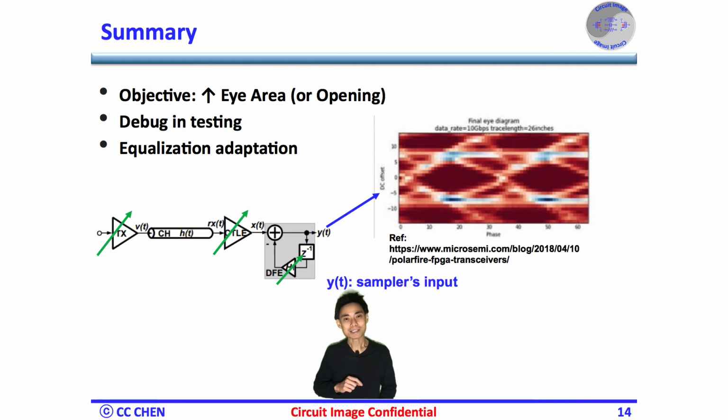Here is the summarized picture you may have for why you need the internal built-in eye monitor at the receiver of a storage system. Like the TX outputs, the objective is to have a big eye opening or eye area, such that the bit error rate can be reduced as small as possible. However, the internal eye cannot be measured directly through any external probe. So, an on-chip built-in eye monitor is a must for testing purposes.